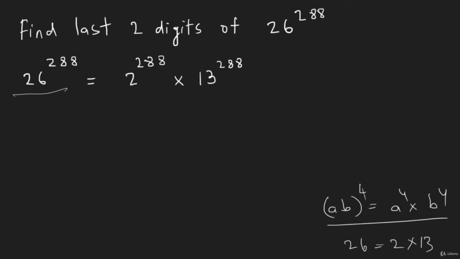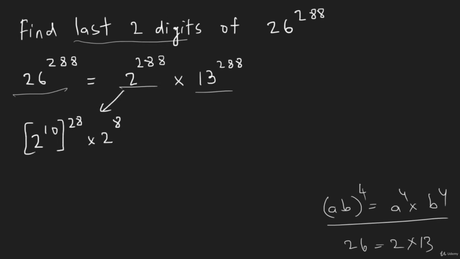Now let me find the last two digits in each of these and I'll multiply to get the answer. Now 2 to the power 288, I can rewrite it as 2 to the power 10 to the power 28 into 2 to the power 8, because 288 can be written as 28 into 10 plus 8. Now 2 to the power 10, when you raise that to an even power, the last two digits will be 76. And 2 to the power 8 is nothing but 256.